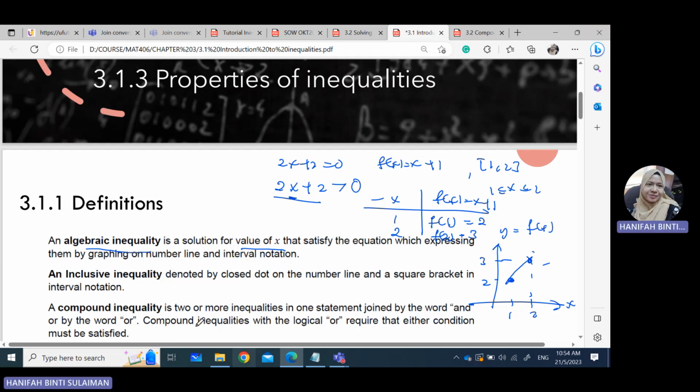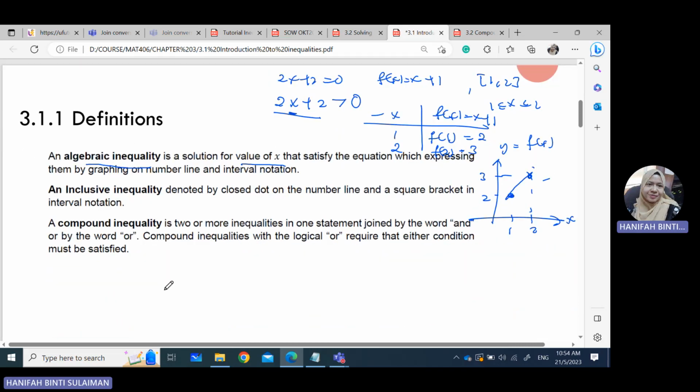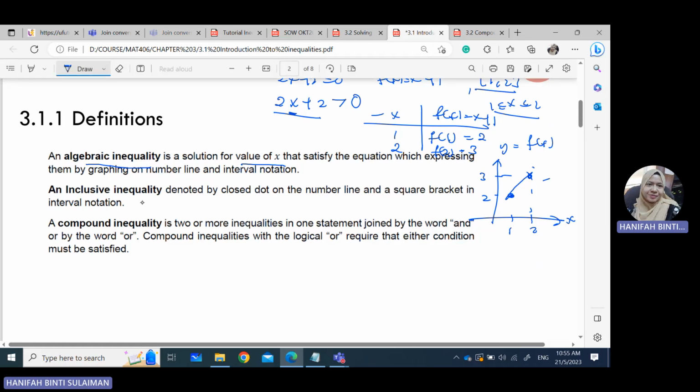Okay. Second, inclusive inequality. So this one denoted by closed dot on the number line and a square bracket in interval notation. So ini dalam bentuk notation. So dalam bentuk notation, ini dalam bentuk inequality. So this one dalam bentuk notation. Contohnya kita ada x equals to [1, 2]. So maknanya nilai-nilai x termasuklah nilai 1 dan juga 2.